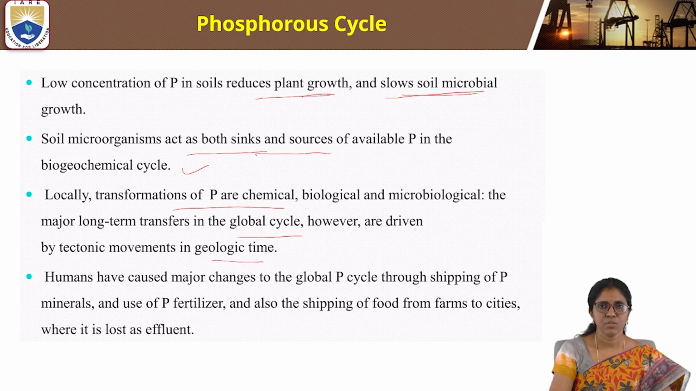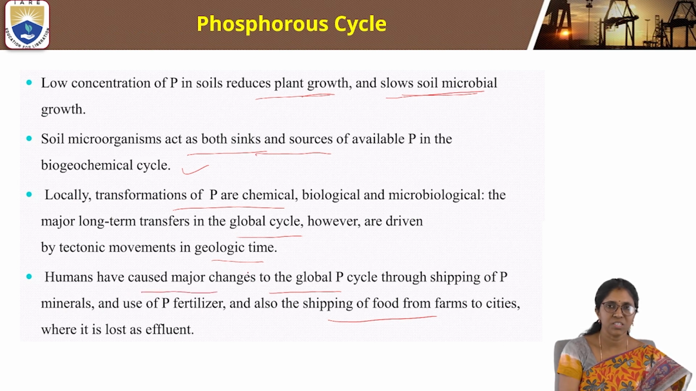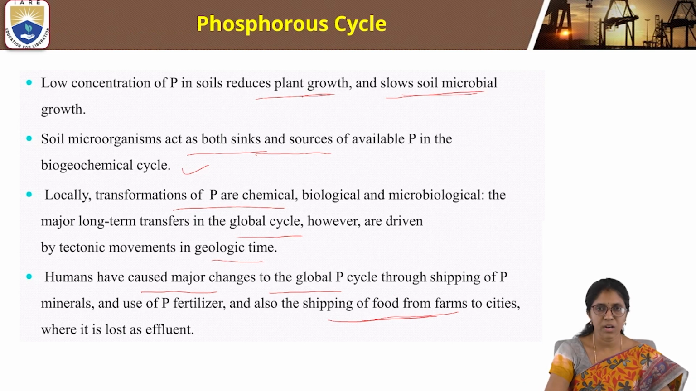Humans have caused major changes to the global phosphorus cycle through shipping of phosphorus minerals, use of phosphorus fertilizer, and shipping of food from farms to cities, where it is lost as effluent.